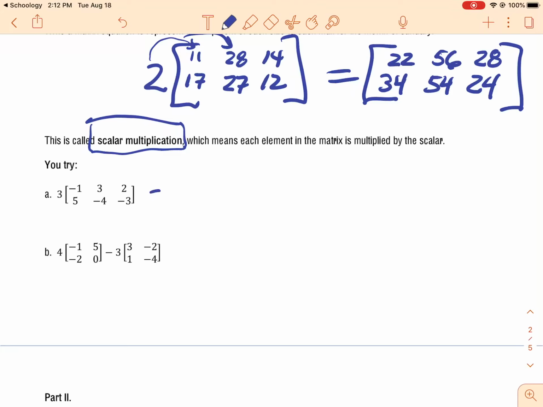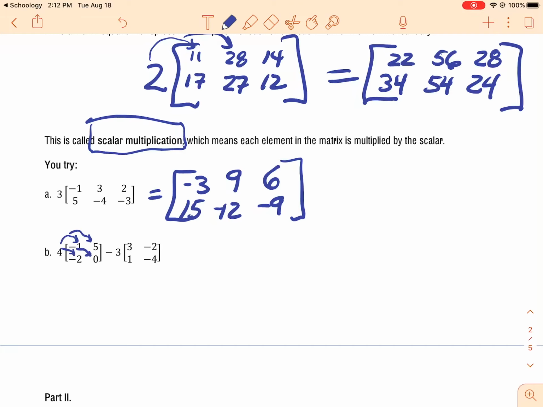So if you distribute that 3, you should get negative 3, 9, 6, 15, negative 12, negative 9. Taking a look at B, look at it almost as two separate ones. This 4 is being distributed by each of those, and then it's subtracting this one. So it's like a minus 3 being distributed to each of those.